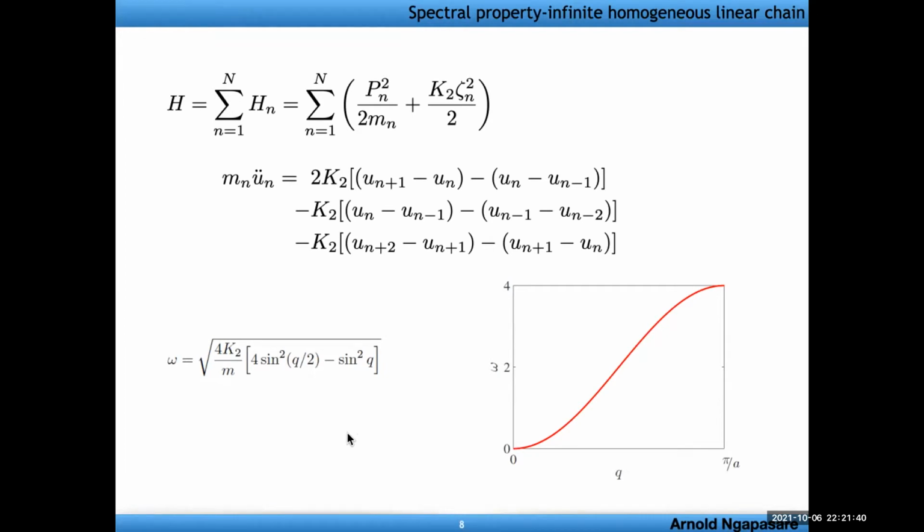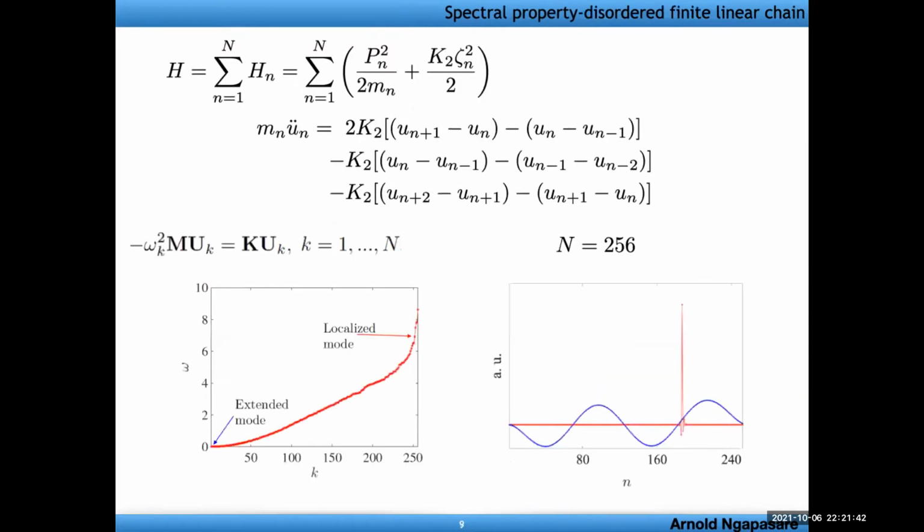Now let us consider a finite mass disordered chain. Again, we are still linear. So when we formulate the eigenvalue problem from the equations of motion, we get the frequency spectrum, which I'm plotting here. On the vertical axis is the frequency, and on the horizontal axis, it's an index for the mode. Here we have a chain of size 256.